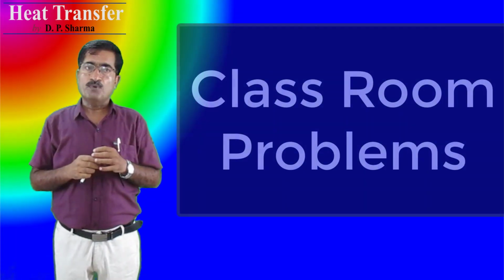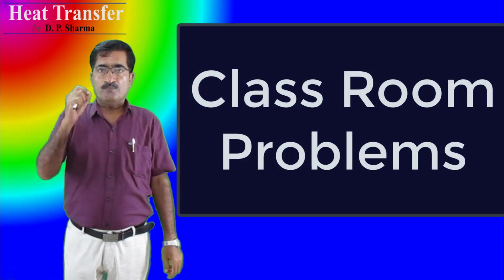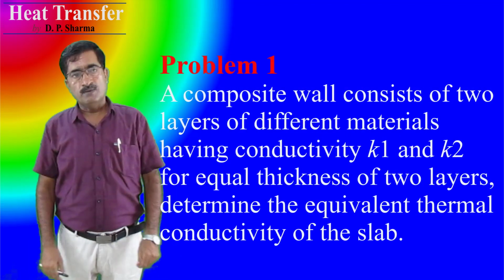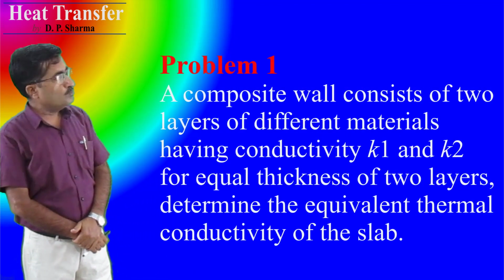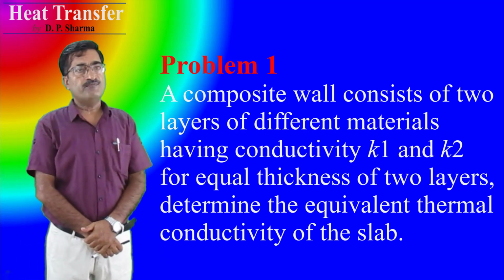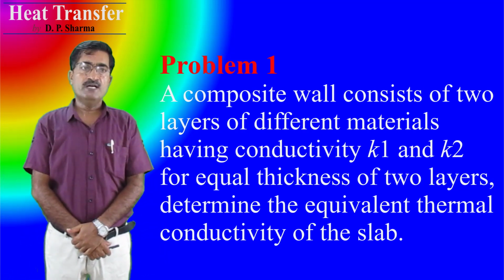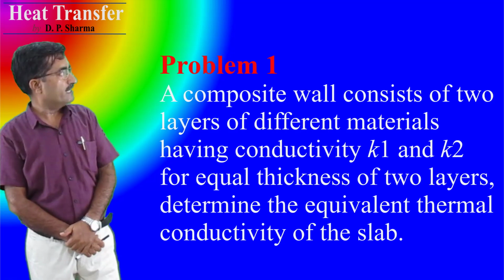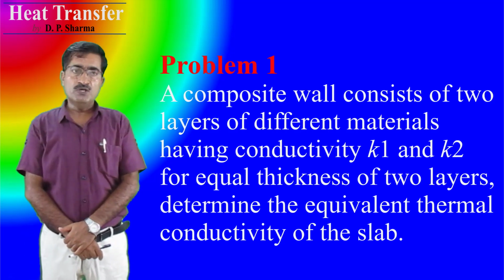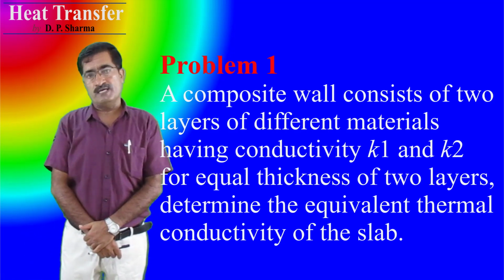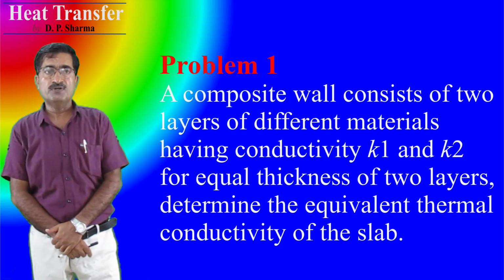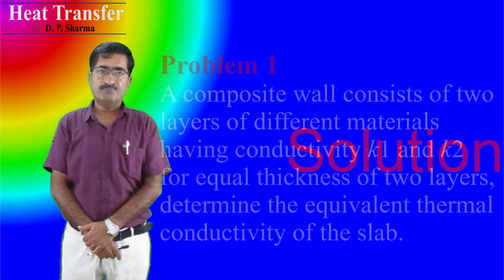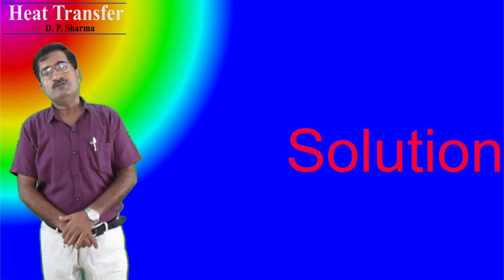Now let's solve some problems. Problem 1. A composite wall consists of two layers of different materials having conductivity K1 and K2 for equal thickness of two layers. Determine the equivalent thermal conductivity of the slab. Now we solve it.